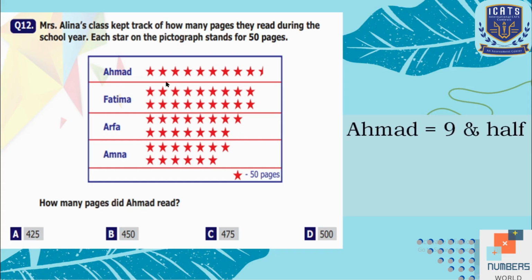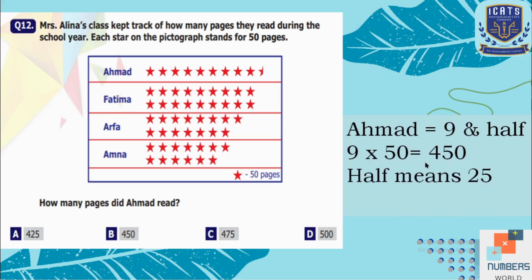So Ahmed got 9 full stars and 1 half. Each star is representing 50. So we are going to multiply 9 by 50. The answer is 450. And half means half of 50 is 25. So we are going to add 25 to 450. So the total is 475. So C is the correct option.